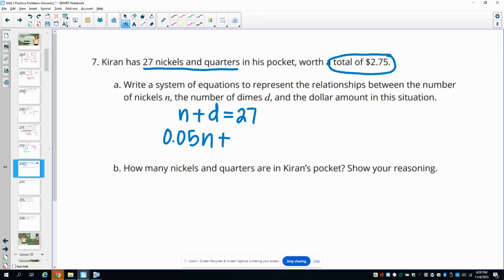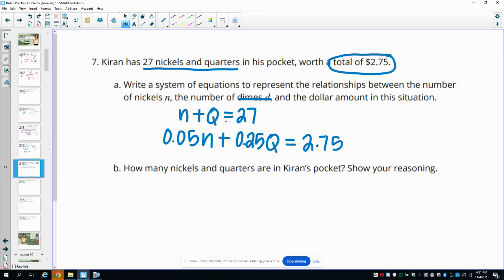But they said write it for dimes, so I think this is wrong. This should be quarters, not dimes. So let's change that. So this should be quarters. So quarters is 25 cents for quarters. And that should equal $2.75. So now it asks us how many nickels and quarters are in Kieran's pocket. So now we just need to solve this system.